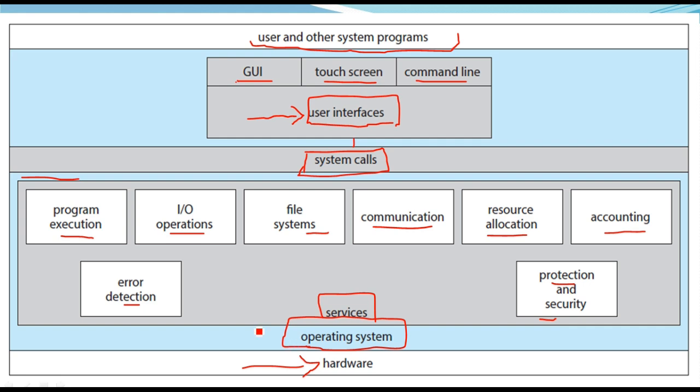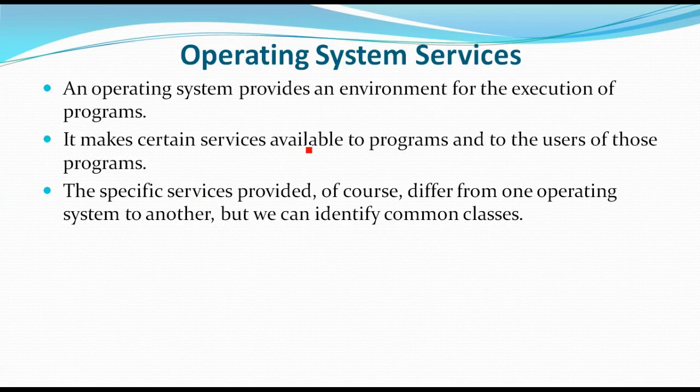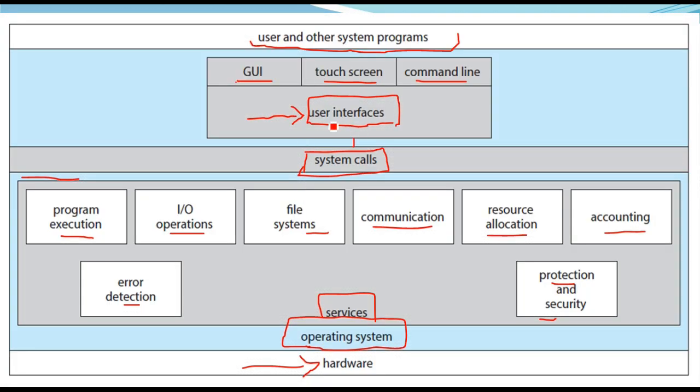So with the help of the operating system, we can get services for the program and also for the user of those programs. As we just saw in the definition, the operating system provides an environment for execution of the program and for the user of those programs. The user can interact with these user interfaces so that the operating system can provide all the necessary services with the help of operating system services.